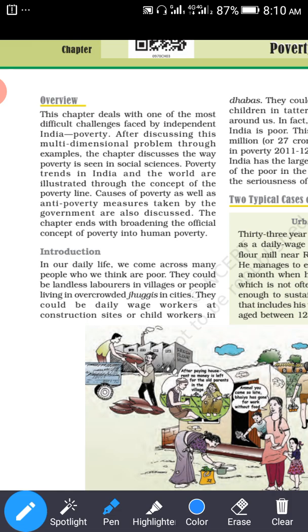Why do we have to study? Because in our country, even after independence, our country being free from the Britishers, we are still facing poverty. And this poverty is a problem for development.